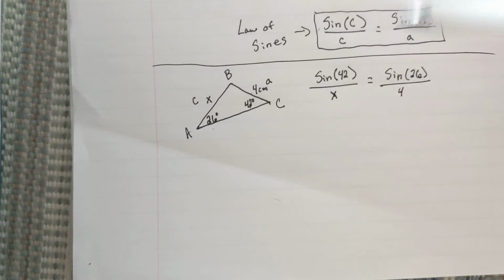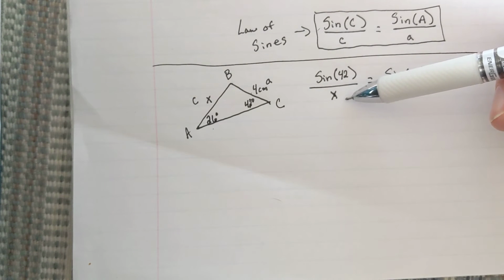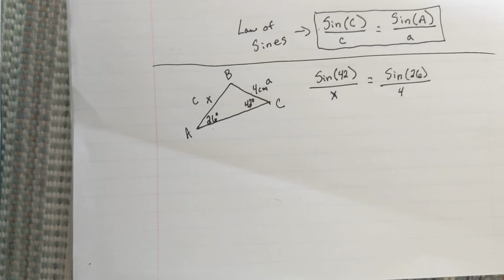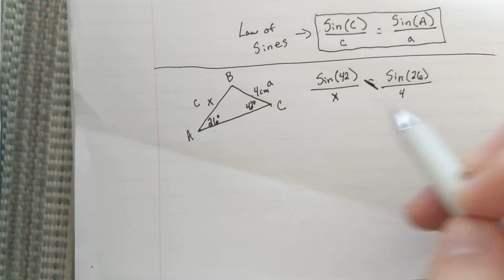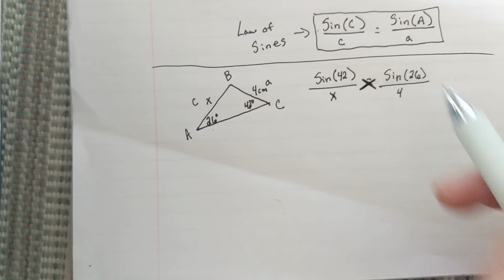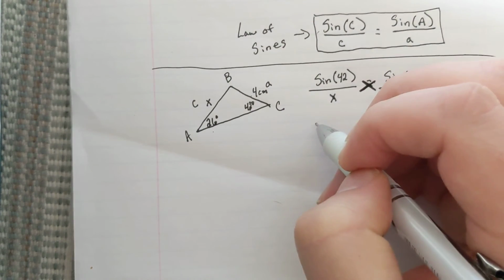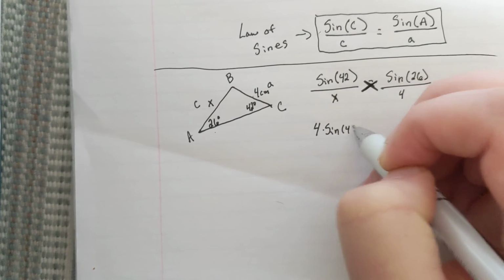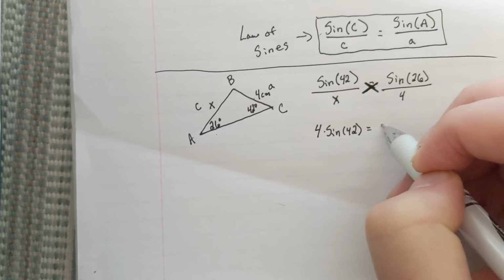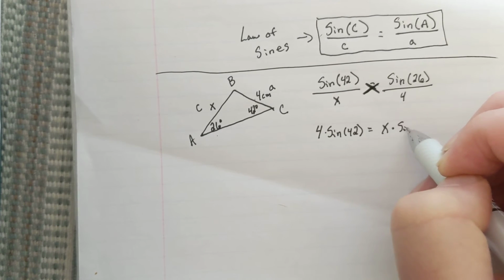Now we notice there's only one thing missing in this equation, that's the length x, and we can solve an equation for a single variable. Okay, this is a proportion. We've been solving these for a while, going back to probably like 8th grade or so. Most of you use the method called cross multiplication. So you multiply these two, and you multiply these two, leaving 4 times the sine of 42 equals x times the sine of 26.